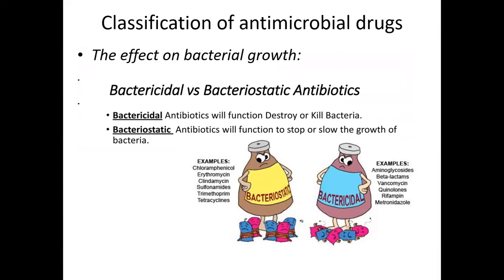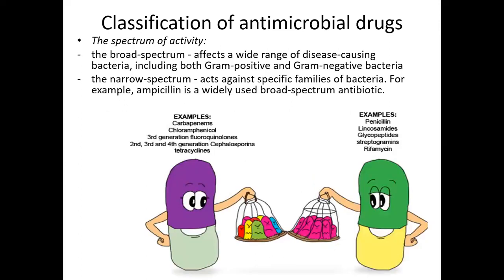Okay, the next classification is based on how they work: they kill the bacteria or just stop their growth. So they can be cidal or static. And by spectrum of activity, they can be broad spectrum or narrow spectrum. Broad spectrum kills all, or most, bacteria, but narrow spectrum acts against a specific family of bacteria.